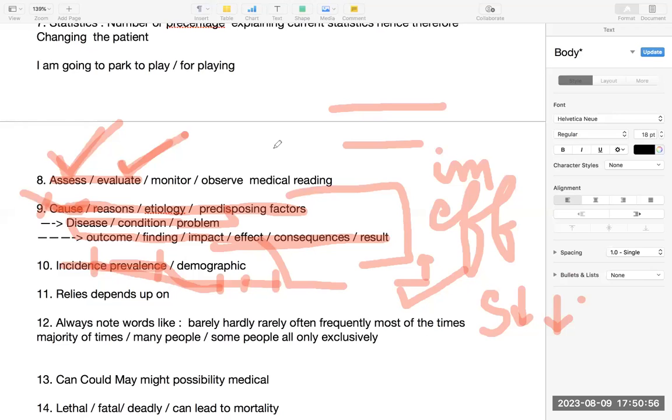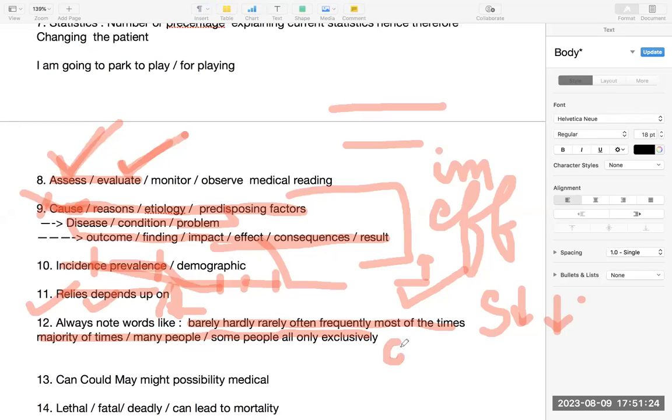Rely is a very common word. Rely means depending upon. So if the condition is relied upon, that means it is dependent upon these factors. So when it is about factors, factors means rely. Okay. These are very important words for OET reading. Barely, hardly, rarely, often, most of the times, majority of the times, many people, some people, all, only: very, very important words.